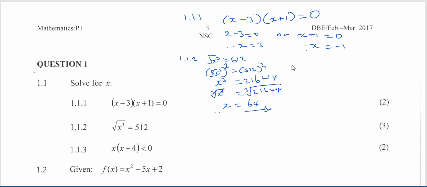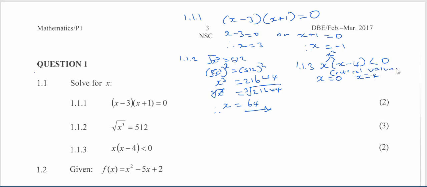So let's go to 1.1.3. On 1.1.3 we have inequalities. So we have x times x minus 4 less than 0. As you can check here, this is an x squared, so it is a parabolic function or a quadratic function. So when we came here, we're going to have values where x equals 0, also x equals 4. Remember, these are critical values.